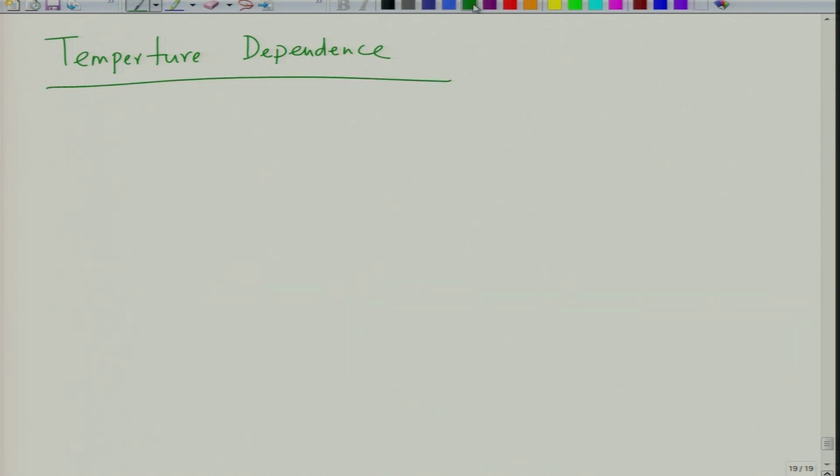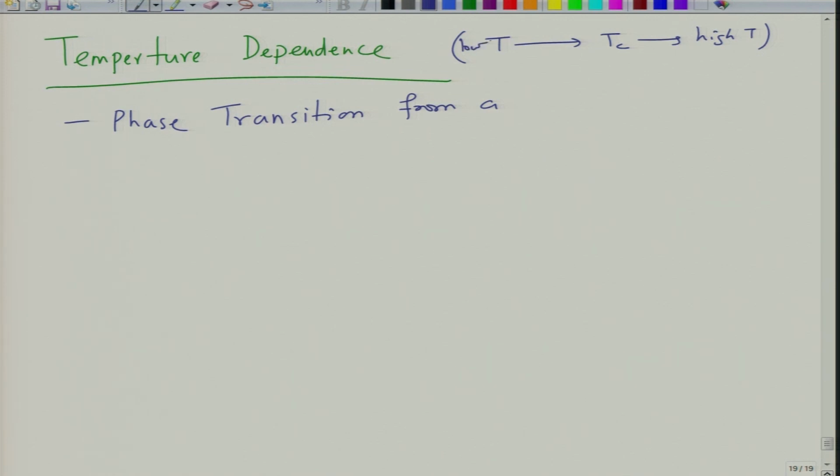So what are the key takeaways? One, you will have a phase transition from a temperature dependence. So, as you go from low T to Tc to high T, we are looking at the heating process, okay. So, phase transition from a non-centrosymmetric to a centrosymmetric phase.